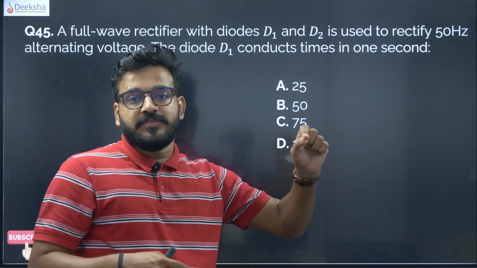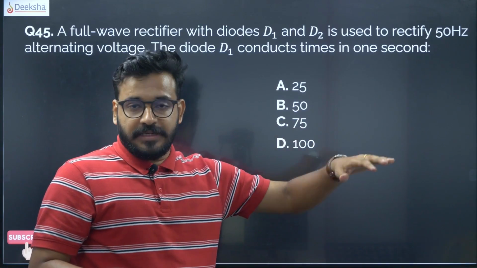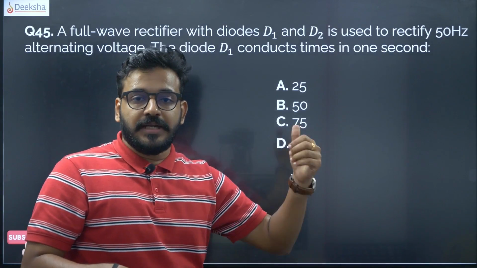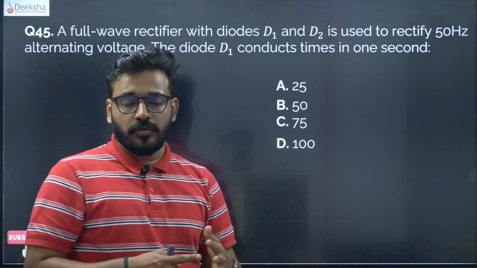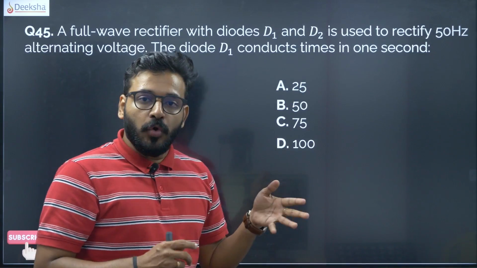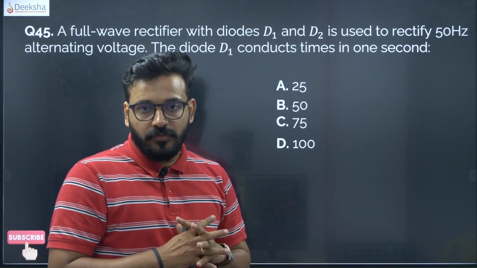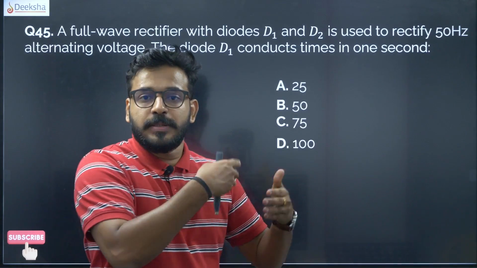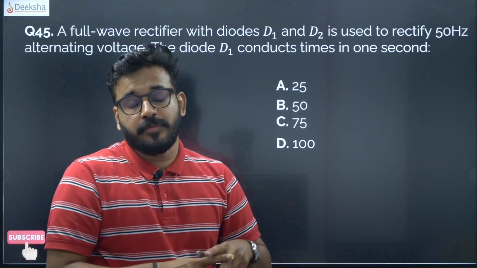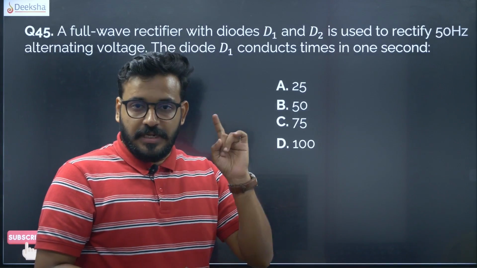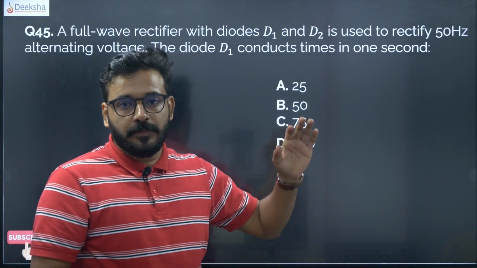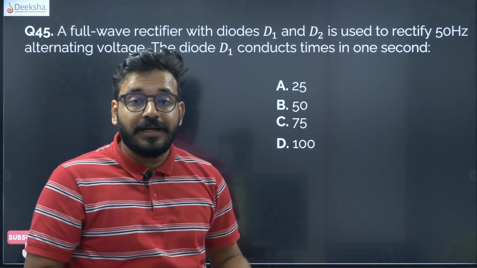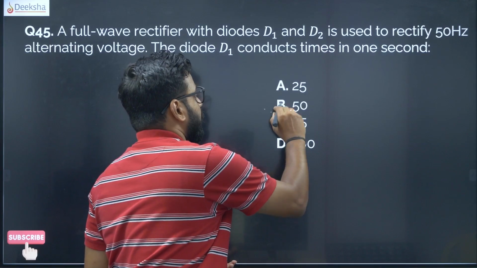So there are 50 positive and 50 negative cycles. Positive is conducted by one diode, negative is conducted by the other diode. So D1 and D2 will both conduct an equal number of positives and negatives, right? Because those many positives are conducted by one, negatives are conducted by the other. So 50 positives will be conducted by D1, 50 negatives will be conducted by D2. So how many are conducted by D1? Easily it is 50.